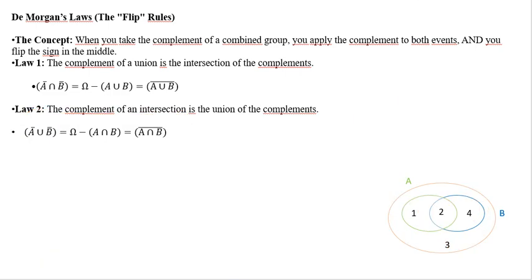Now we have these two nice laws, De Morgan laws. The first is this, and this is the second. So the complement of the union is the intersection of the complements. The complement of the intersection is the union of the complements.